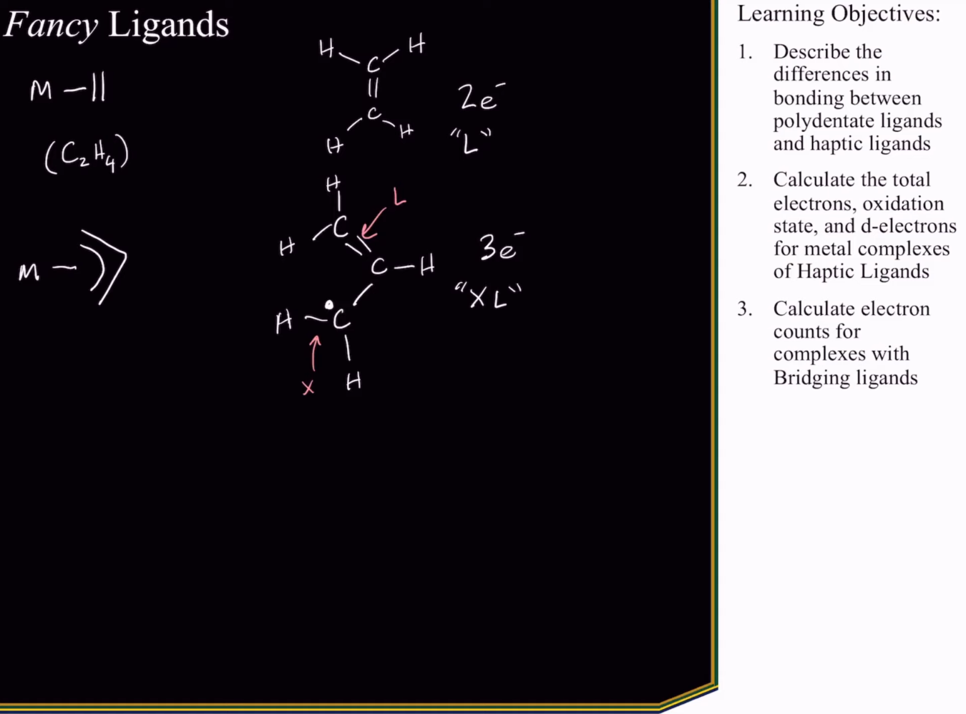And so we can have 3 atoms and they are all bound to our metal. So this is different than the polydentate ligand. Polydentate ligands had multiple binding sites that were separate from each other.